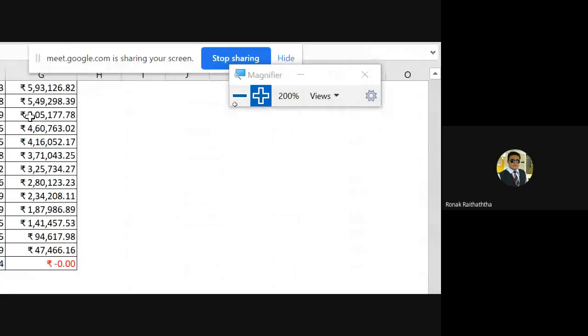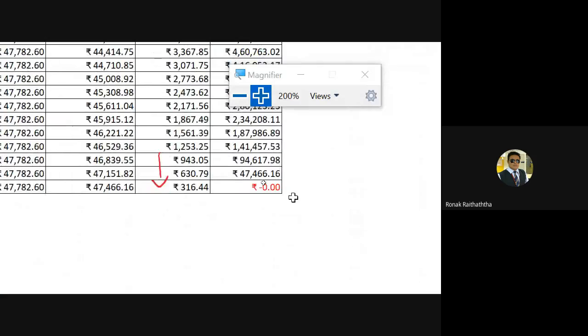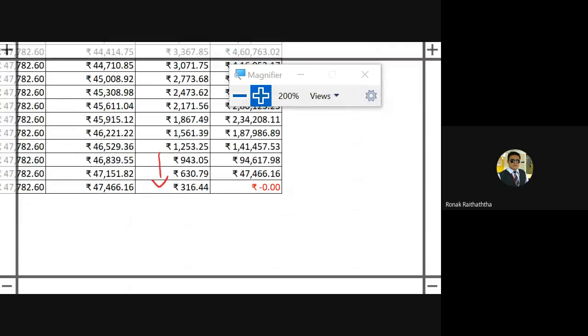You must have observed that at the end you have 0 as the closing balance. That means your calculation was correct. All the 180 periods loan amortization schedule you have prepared. Many congratulations to all of you. आपने तीर मार लिया है, बहुत बड़ा तीर मार लिया है 180 पीरियड का लोन अमोर्टाइजेशन बना के.